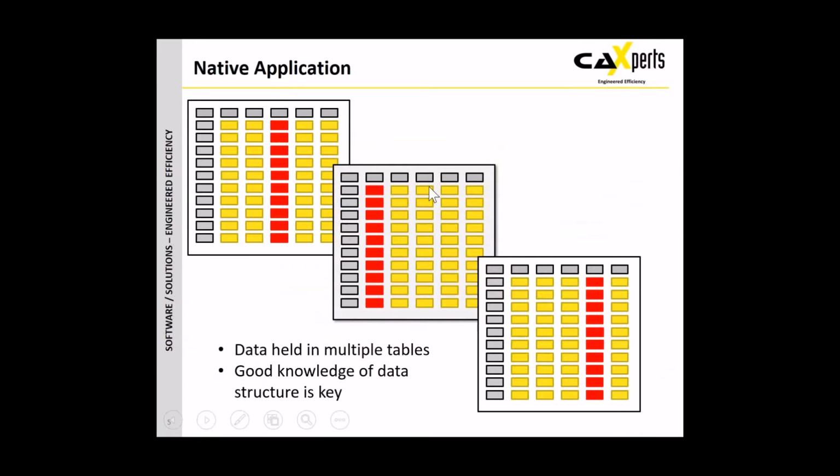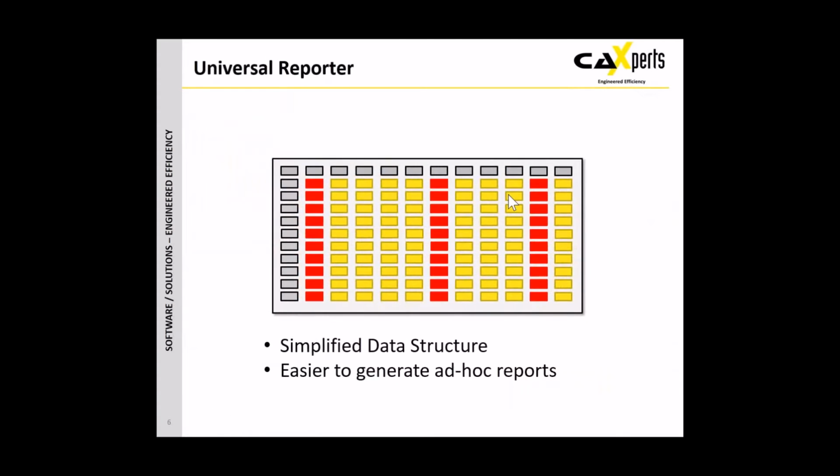When we use the report adapters that I showed you in the previous slide, the first thing that does is it simplifies the data structure into a single table, which makes it a lot easier to see the information that you want to see and to generate ad hoc reports. And there's some very neat features within Universal Reporter that does make it very easy.